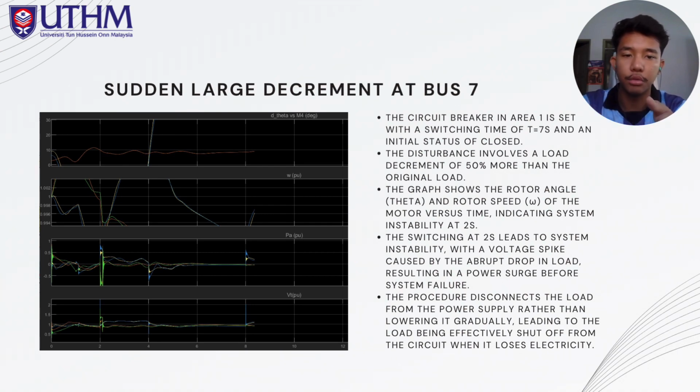So as you can see, the graph shows the rotor angle, theta, and the rotor speed of the motor versus time, indicating system instability at 2 seconds, where the switching at 2 seconds leads to system stability. It happens with a voltage spike caused by the abrupt drop in load, resulting in a power surge before system failure. So the procedure disconnects the load from the power supply rather than lowering it gradually, leading to the load being effectively shut off from the circuit when it loses electricity.